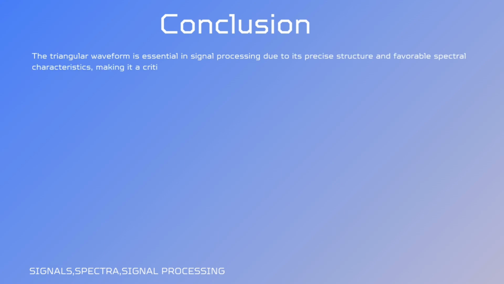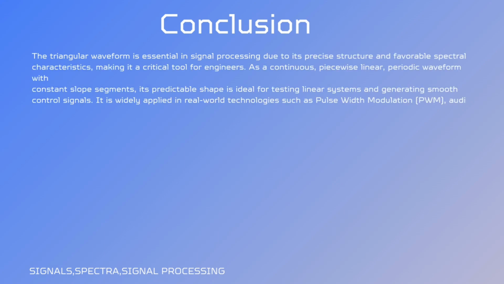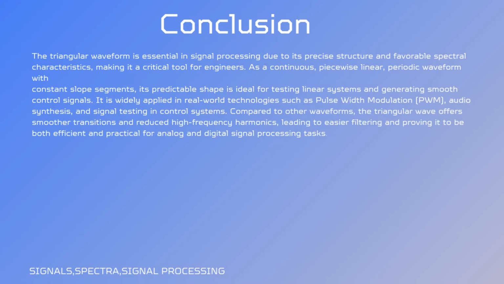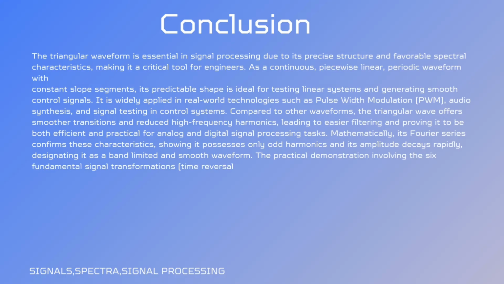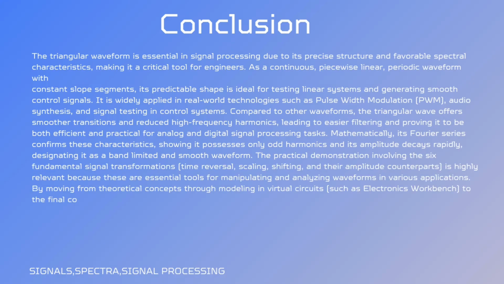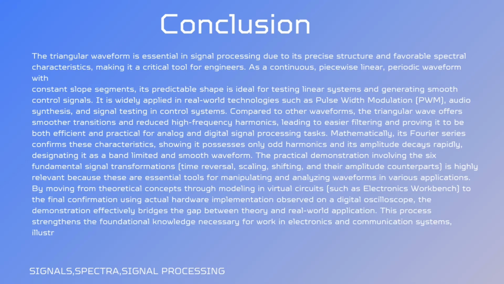Conclusion. The triangular waveform is essential in signal processing due to its precise structure and favorable spectral characteristics, making it a critical tool for engineers. As a continuous, piecewise linear, periodic waveform with constant slope segments, its predictable shape is ideal for testing linear systems and generating smooth control signals.